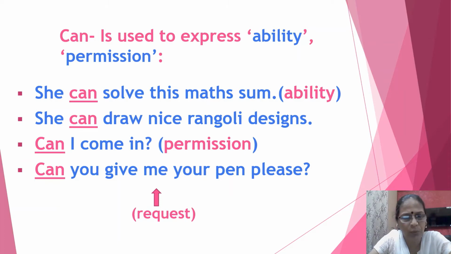Means for seeking permission, can modal auxiliary is used. Then, can you give me your pen please? Here in this example, can is used as modal auxiliary for request. Here you can see that in this interrogative sentence, please is used, and please is used for request. So modal auxiliary can is used as request.